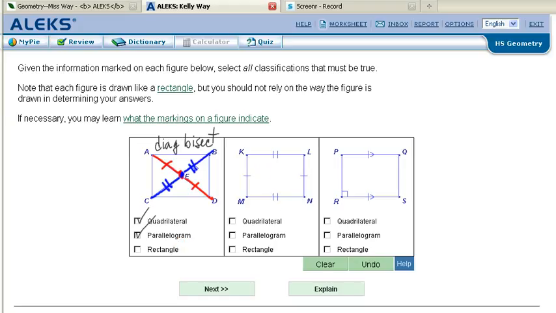In this, we see that opposite sides are congruent. Therefore, it is also a parallelogram, which forces it to be a quadrilateral, but not necessarily a rectangle.